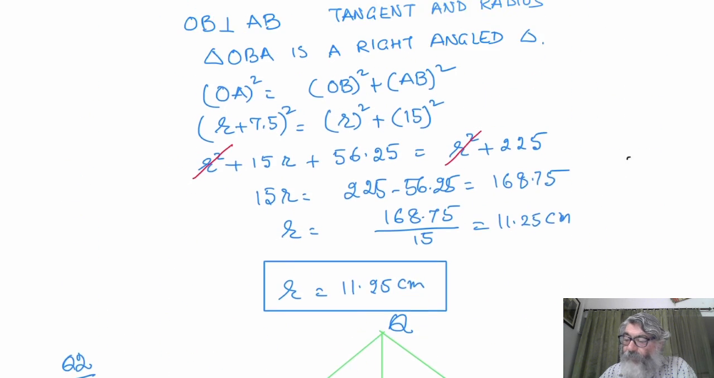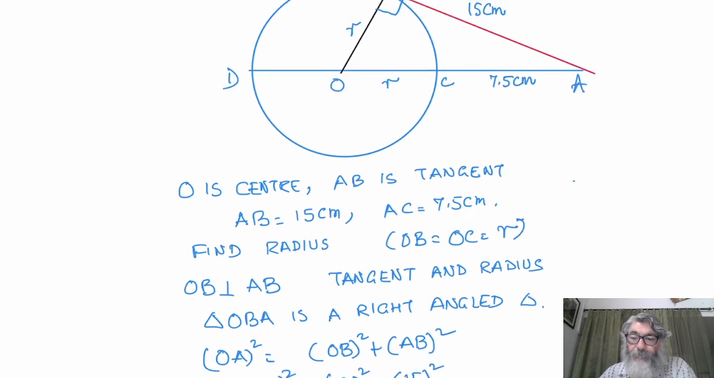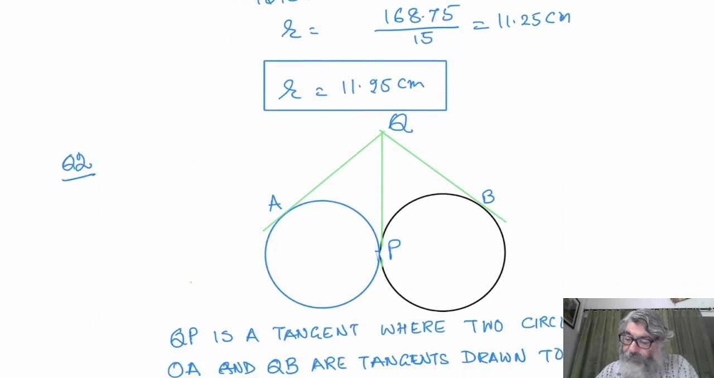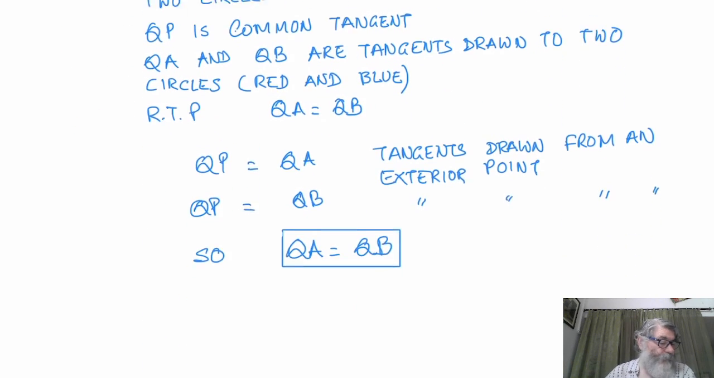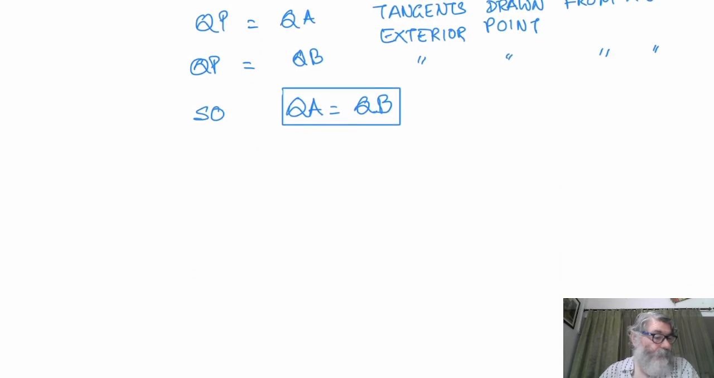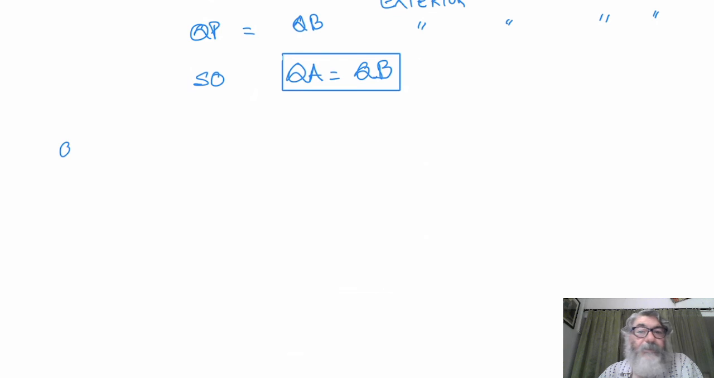Let me do one more problem. I have time for doing one more problem. Question number 4. He has given two concentric circles. Now again, they will be difficult to draw, but I will try and do it.